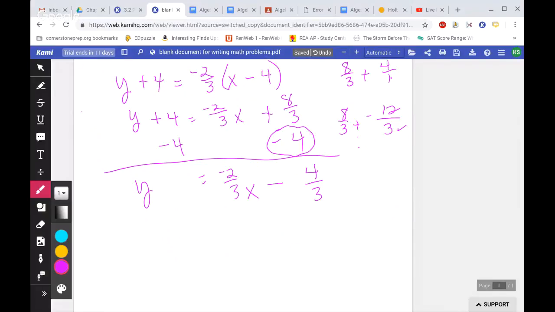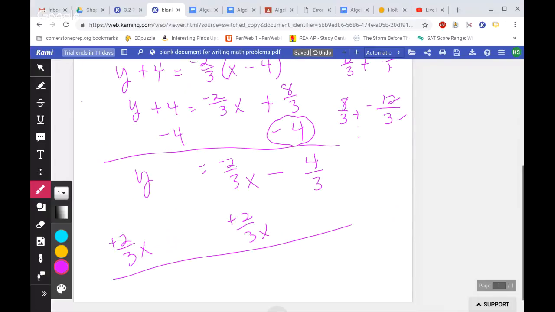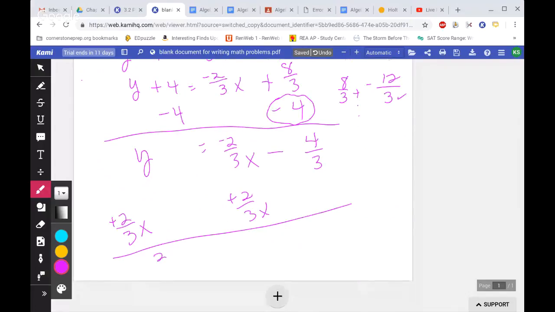So now I have to get my x over to the left-hand side. I can't just move it. I have to do the inverse operation. So I'm going to add 2/3 x to both sides. So 2/3 x plus y equals negative 4/3.